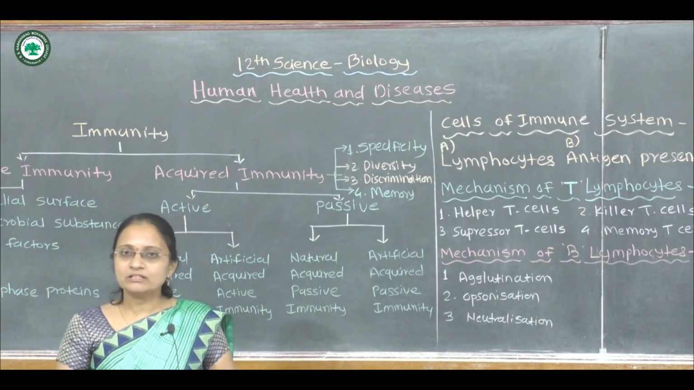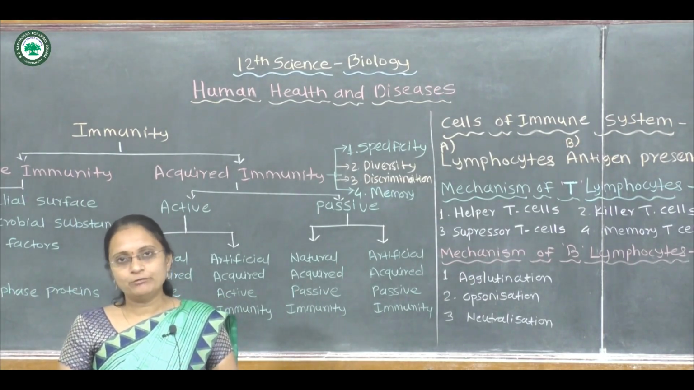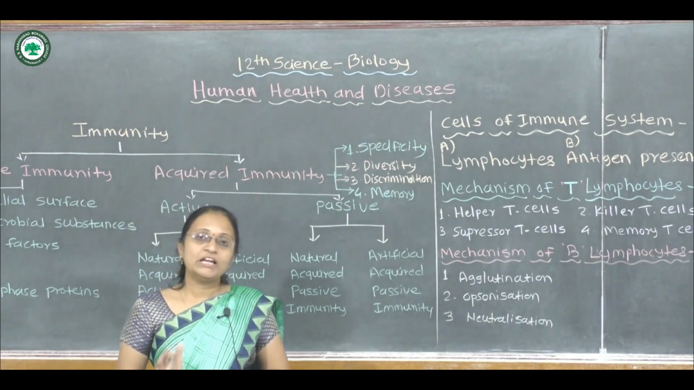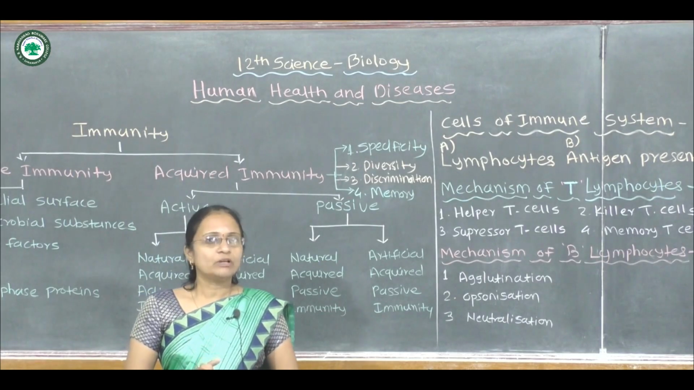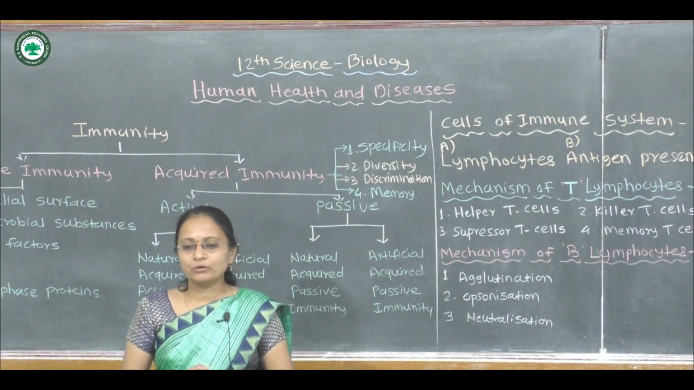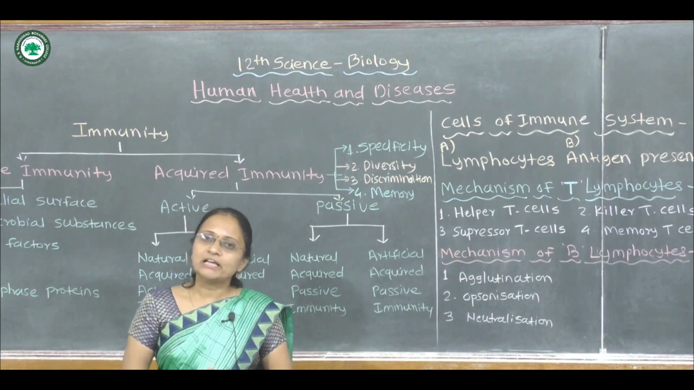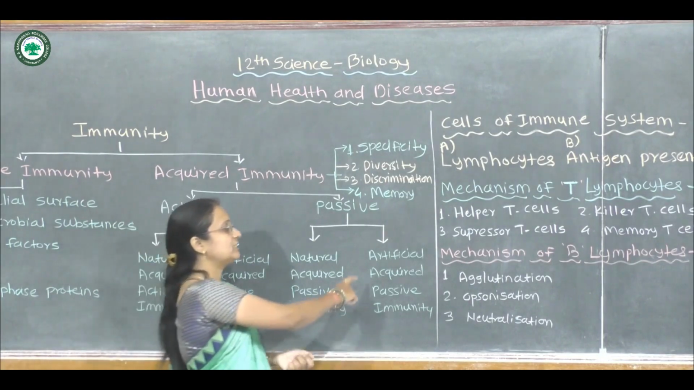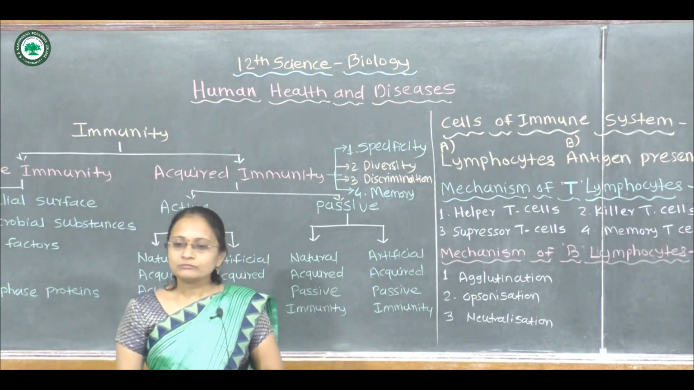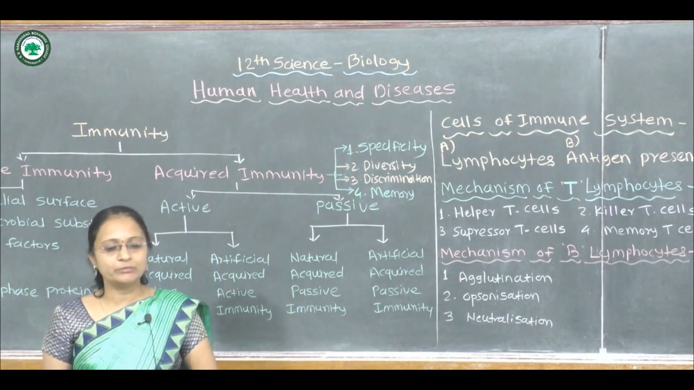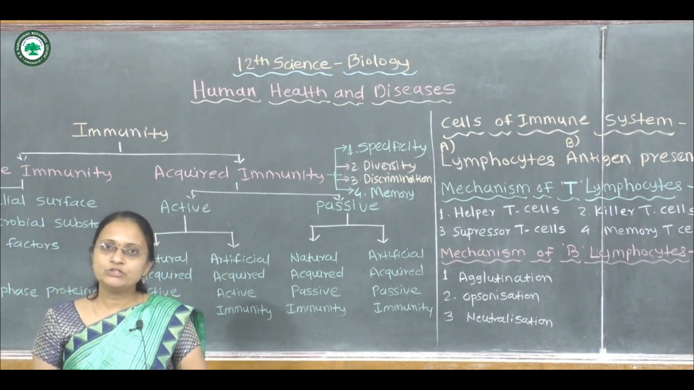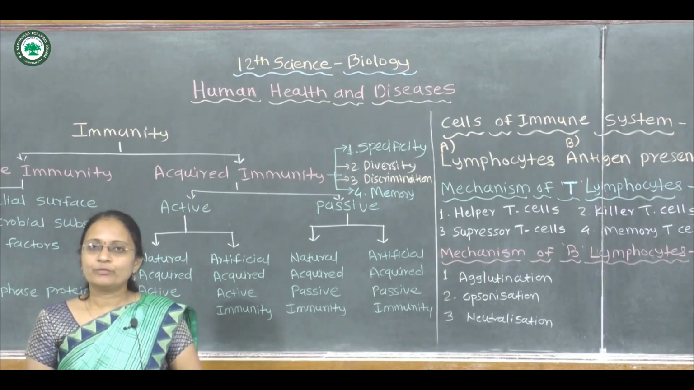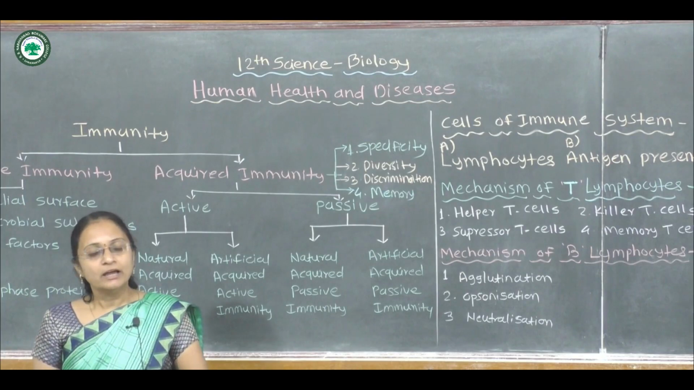These antibodies are received by the baby from the mother, but they do not remain for a long time. They remain in the child's body for a very short duration. Therefore, this is passive immunity, which lasts for a very short duration. The next is artificial. Artificial acquired passive immunity is developed by injecting previously prepared antibodies, using serum from humans as well as animals.